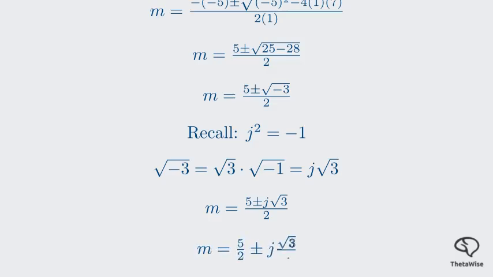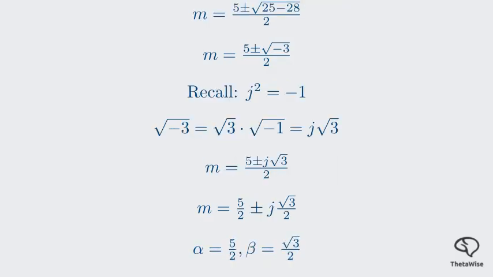We can split this into a real and an imaginary part. m equals 5 over 2 plus or minus j times the square root of 3 over 2. So the roots are complex conjugates, alpha plus or minus j beta, where alpha is 5 over 2 and beta is the square root of 3 over 2.